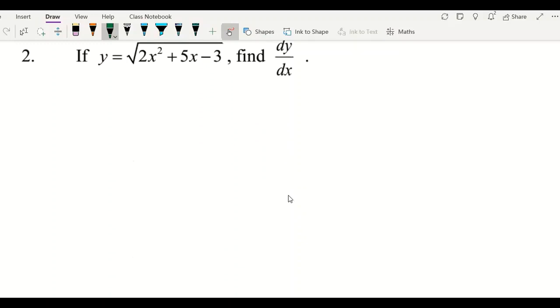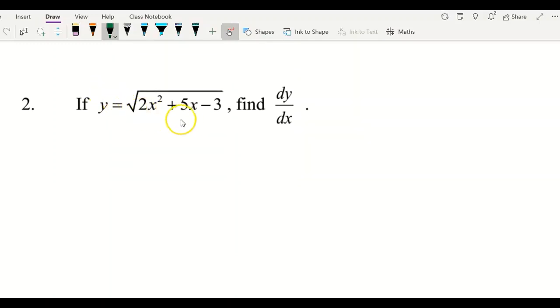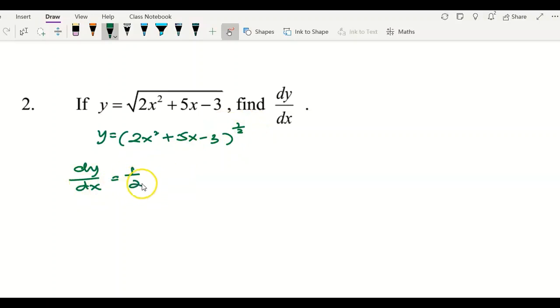Question 2. We have the square root of 2x squared plus 5x minus 3. Find dy/dx. So for this question, again, I will apply the power rule. Before differentiating, I will rewrite my question into this form. Square root means that it has a power of 1 over 2. To get the dy/dx, we apply the power rule, bring the 1 over 2 to the front, and provide a bracket to put in our inner function.